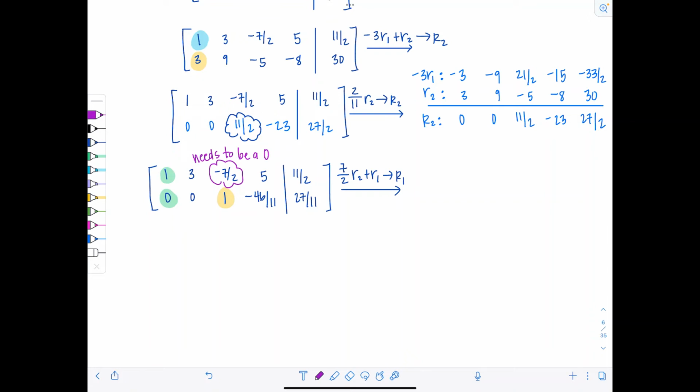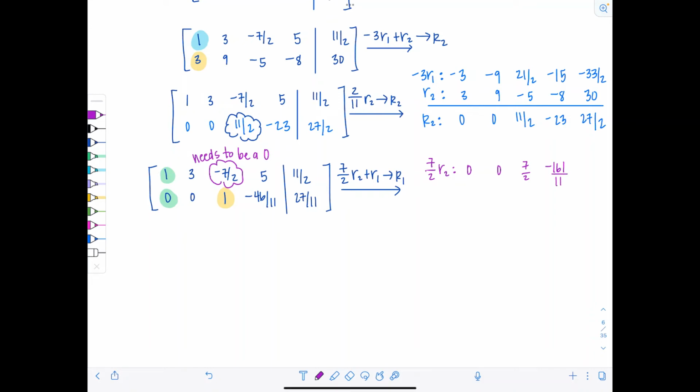Okay, so we need 7 halves row 2. That would be 0, 0, 7 halves. Negative 46 over 11 times 7 over 2 would be negative 23 times 7 over 11. 23 times 7 is going to be 140 plus 21. Okay, negative 161 over 11.